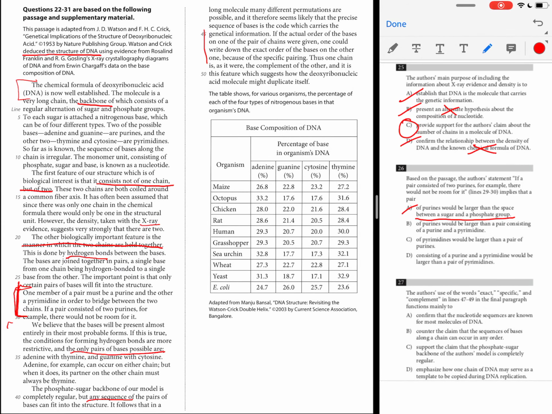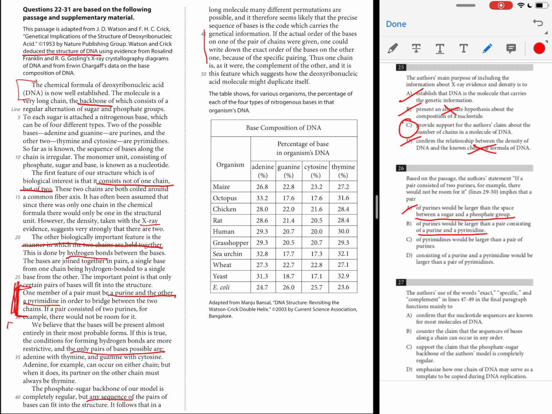B, of purines will be larger than a pair consisting of a purine and a pyrimidine. I'm not positive what a pyrimidine is, but I know from the sentence that I gave to the student that a pair must be a purine and the other a pyrimidine. Okay, so this is where you want to use those long vocab words just as fillers and move them around the page. You don't necessarily need to understand them, you just need to track how they're being used, okay? So B looks like a promising answer. Two purines would be too big compared to a purine and a pyrimidine. I'm just going to check C and D.